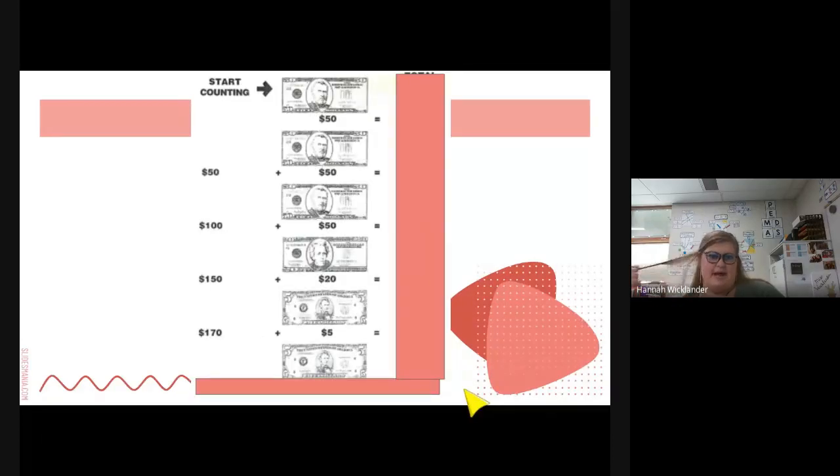Okay, next one. We have three $50 bills, a $20 bill, and two $5 bills. So add it together and tell me what your answer would be if you add together three $50 bills, one $20 bill, and two $5 bills.